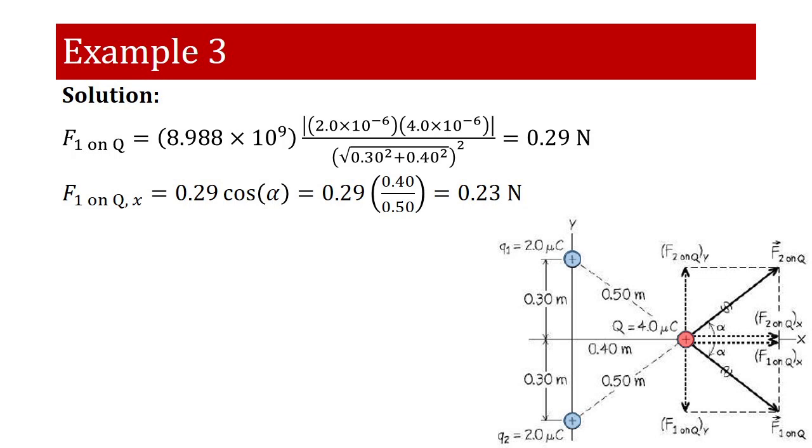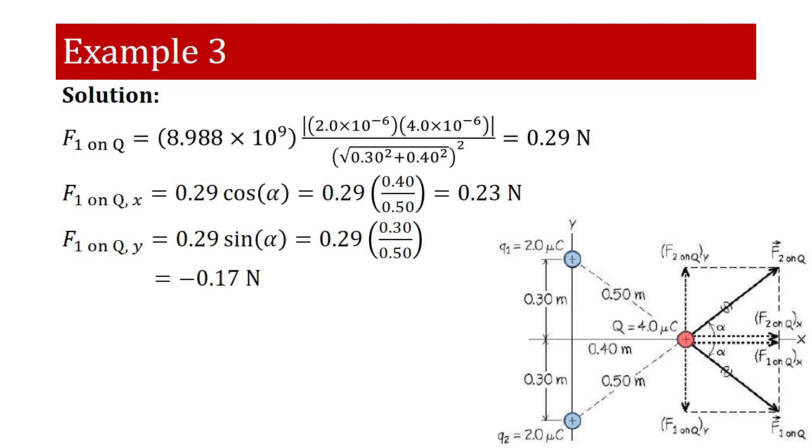That is the x component of F1 on Q. Next, F1 on Q but the y component. So this time, you will use the sine function. The sine function, if you can recall, is opposite over hypotenuse. So you see in the figure, the opposite side is 0.3 while the hypotenuse is 0.5. So you multiply that by your 0.29, you will get 0.17 newtons.